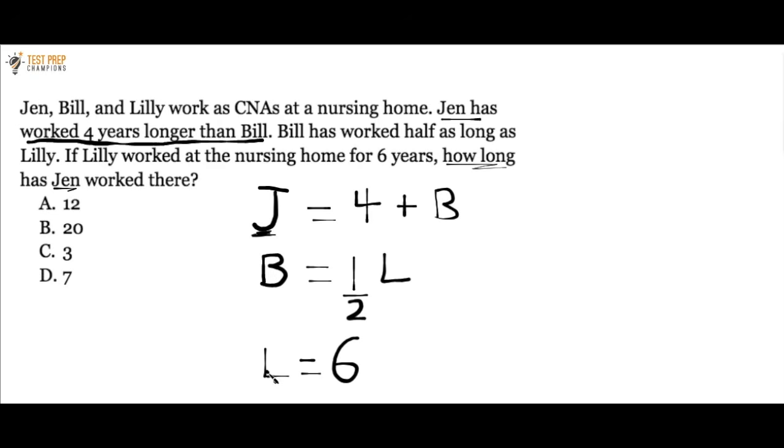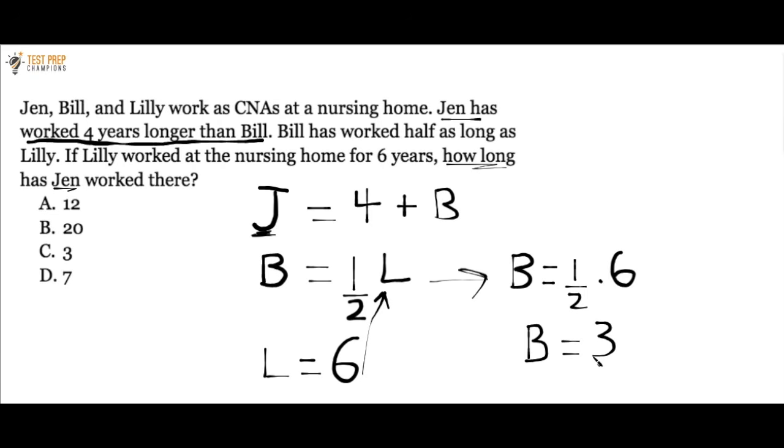So what I'm going to do, since we know that L equals 6, is I'm going to rewrite B equals half L, and I'm going to write that as B equals half times 6. All right, so all I'm doing is I'm taking this L in B equals half L, and I'm just replacing the L with a 6 because we know that Lily worked there for 6 years. All right, and now let's solve this. So if B equals half times 6, we know that half times 6 is 3. So we know that Bill has worked there for 3 years.